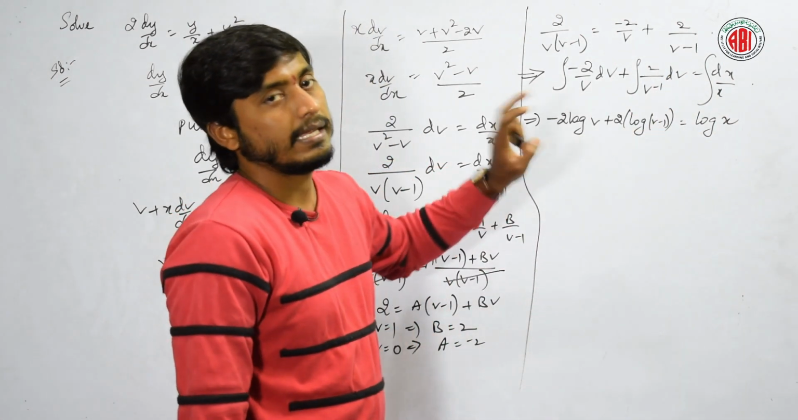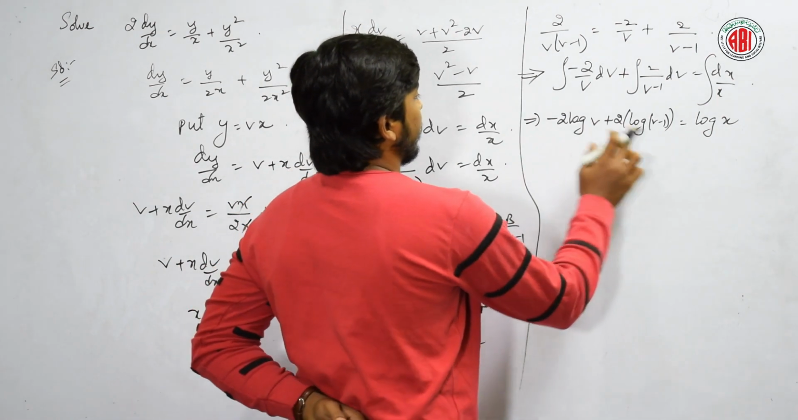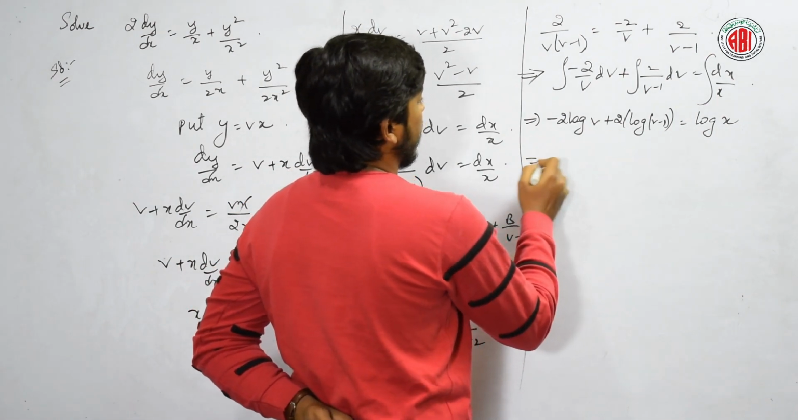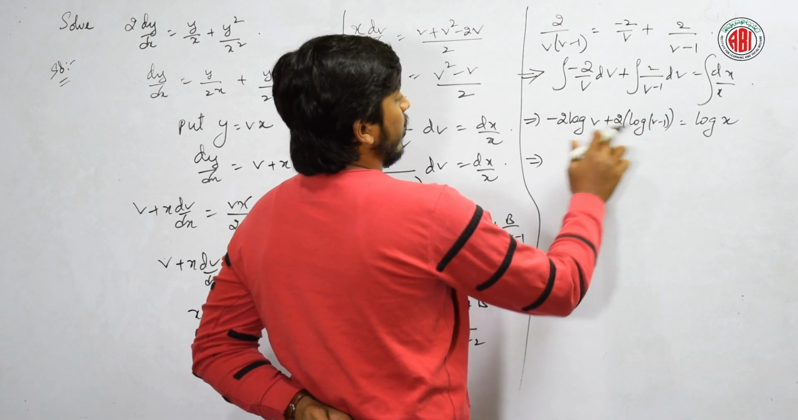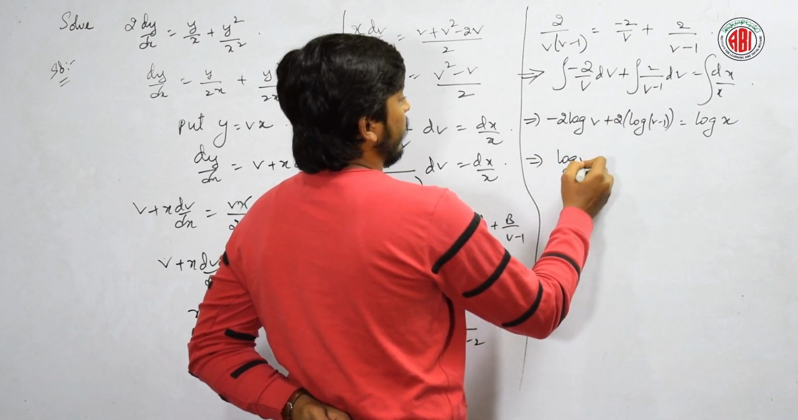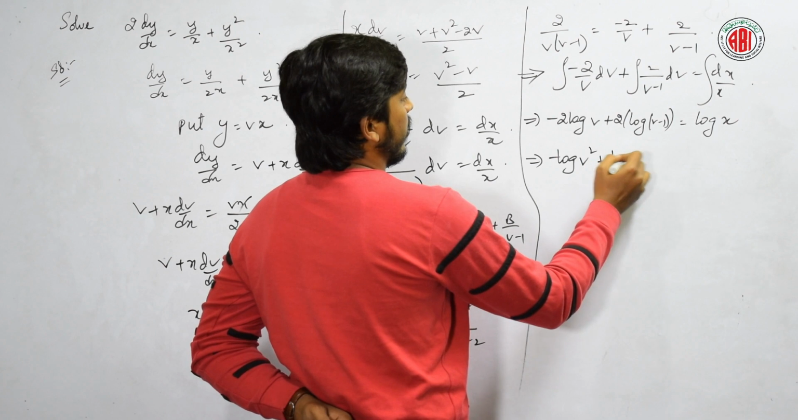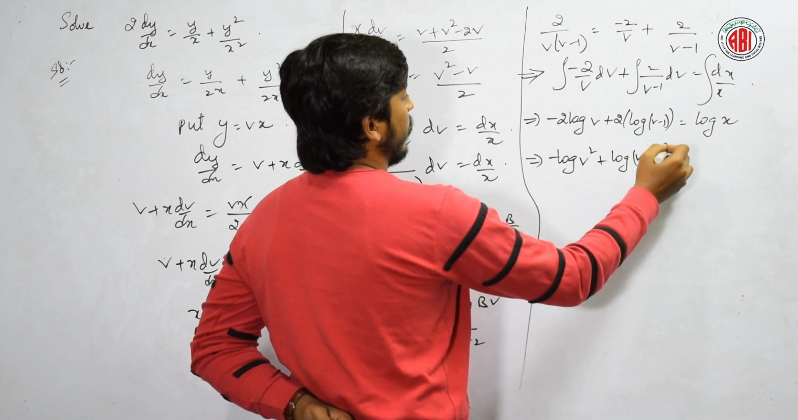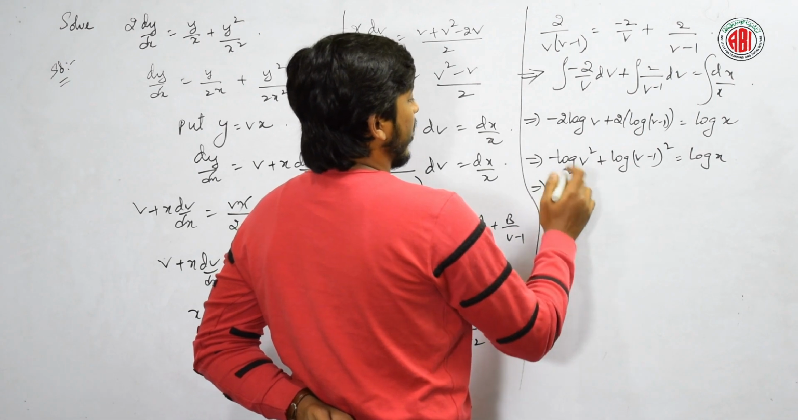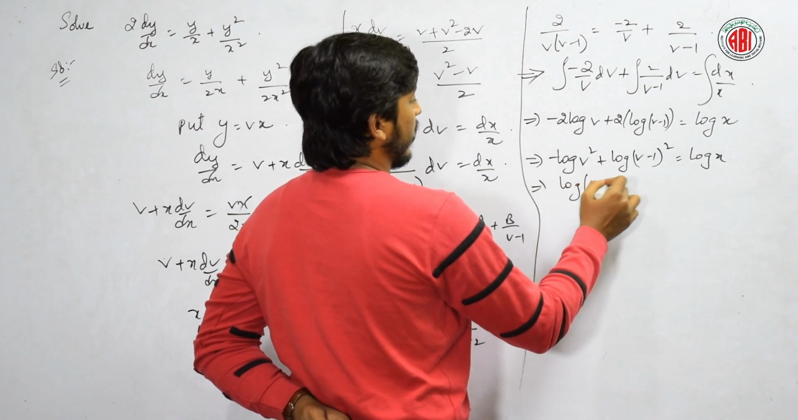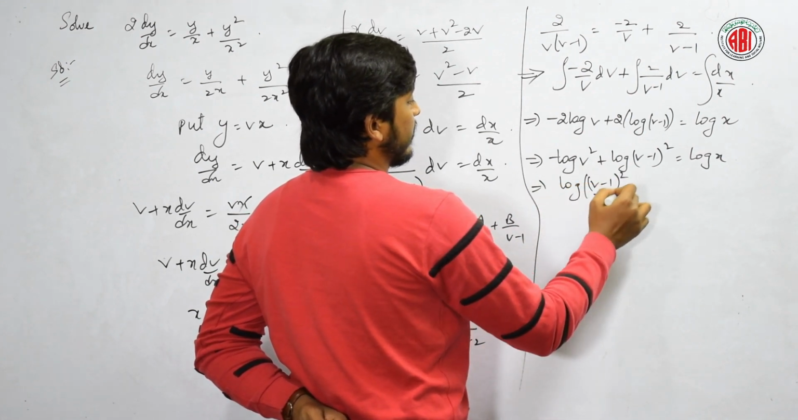So let us simplify it. What shall we do here? Let us take it as log v square. Here also log of v minus 1 whole square. Here it is log x. Let me write it as log a minus log b is log of a by b.